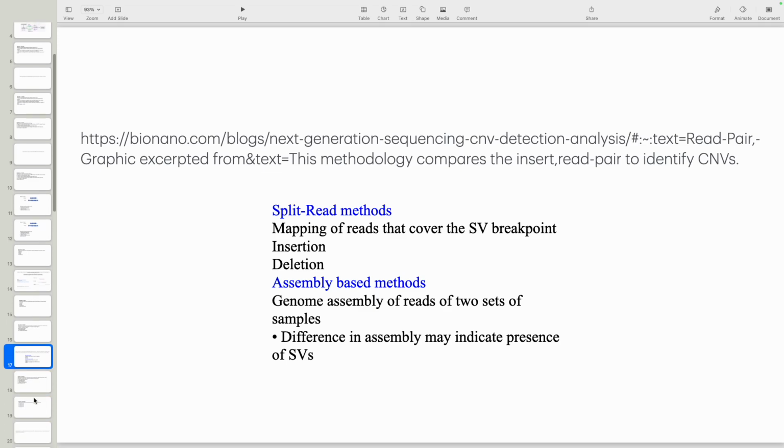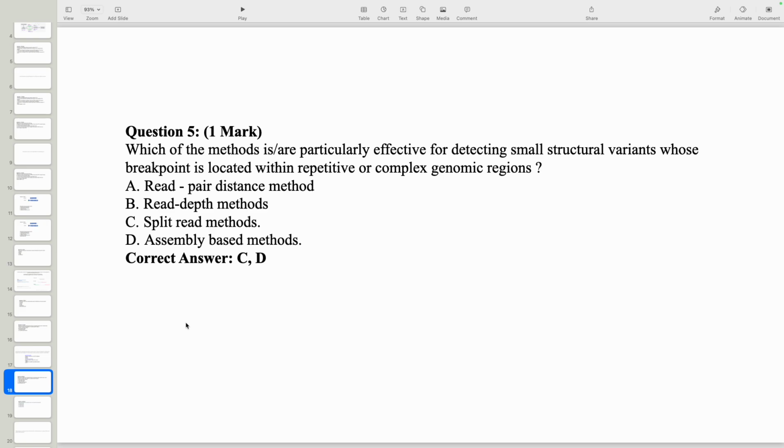So the correct option for this would be C and D, because for D there would be certain differences in the assembly, where we can see the assembly has not been accurate as of that reference genome. Then we can also comment on the breakpoints. We can identify where these differences are occurring, and we can comment on the breakpoints of that particular region. So the correct option would be split read method and assembly based method.